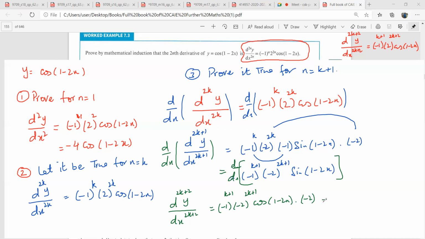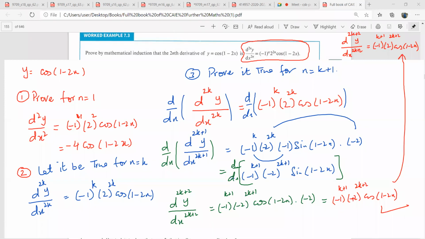So this becomes, I'm going to write this in red now, minus 1 raised to power k plus 1, and then there is minus 2 raised to power 2k plus 2, and you have cos(1 minus 2x). So it is absolutely the same as you were looking over here, because since there is an even power, it makes no difference if it is a plus or a minus power here. So time to write the conclusion. We have proved this correct.